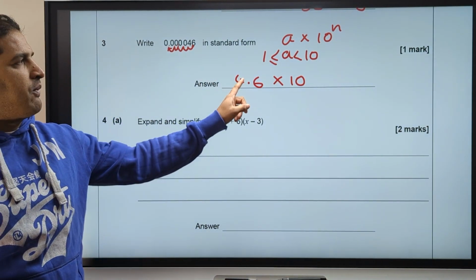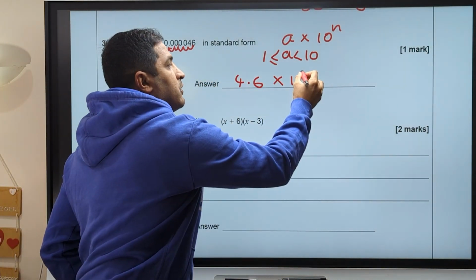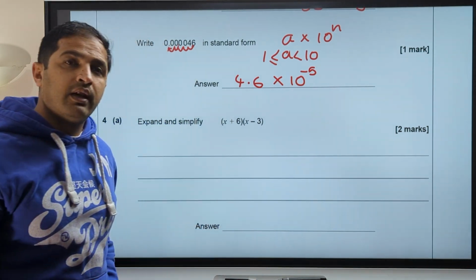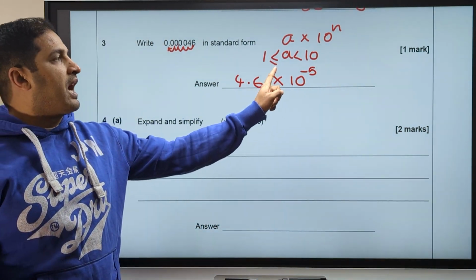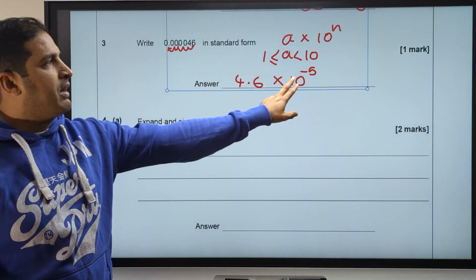So when I divide that 4.6 by 10 to the power 5, which is the same as multiplying by 10 to the power negative 5, because I'm dividing it, I'm multiplying by 10 to the power negative 5. So that's my standard form.